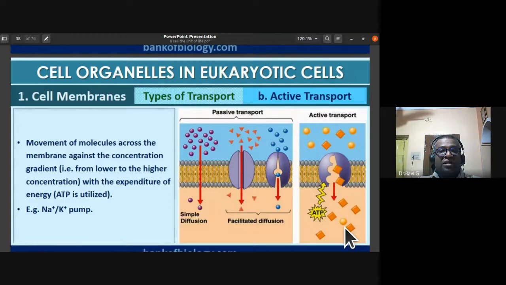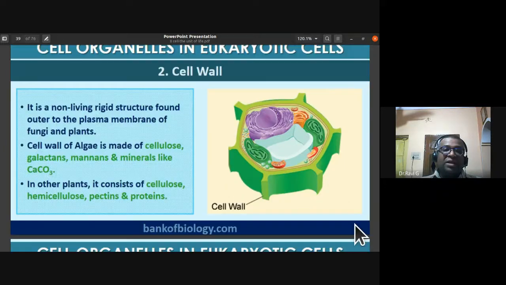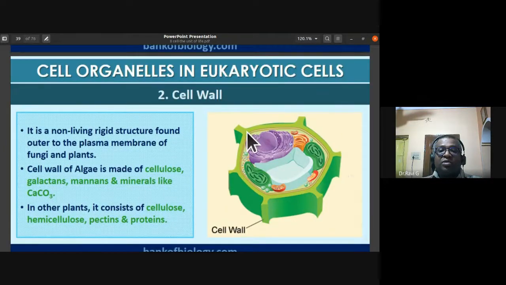Now, the next cell organelle that we are going to discuss is the cell wall. Okay, cell wall is found only in plant cell. It is a non-living rigid structure found outer to the plasma membrane of fungi and plants. See, fungi has the cell wall made up of chitin, whereas the plant cell has cell wall made up of cellulose.